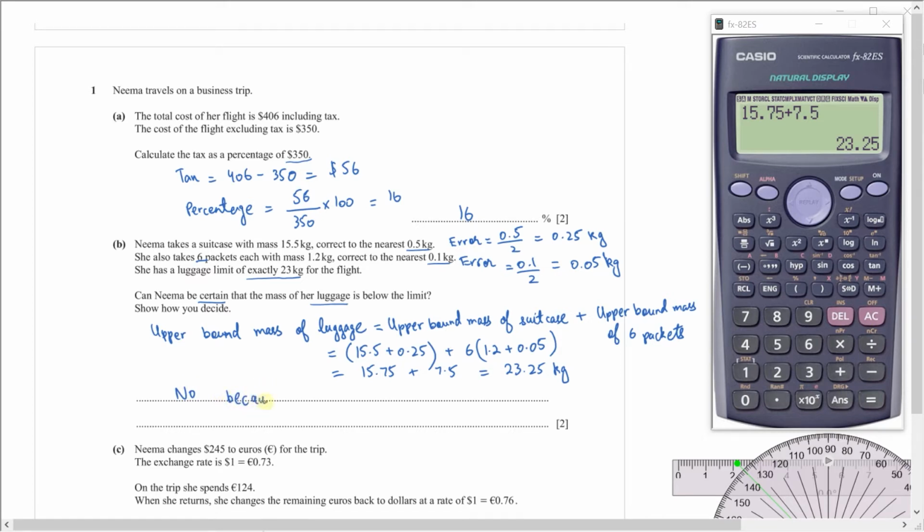because the maximum possible mass of Nima's luggage is 23.25 kg. So she cannot be 100% sure that she is below this 23 kg limit, because the upper bound mass of her luggage is 23.25. So the mass of her luggage can exceed this limit.